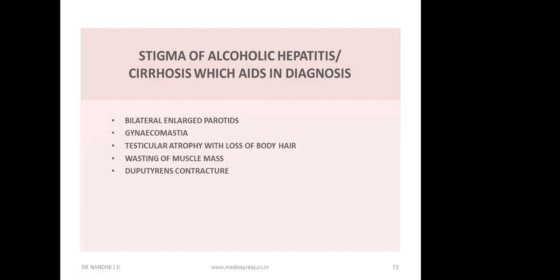Now coming to the stigmata of alcoholic hepatitis or cirrhosis, which aid in diagnosis. What are the important features which will tell you the hepatitis is due to alcohol? One is bilateral enlarged parotid glands. Then you can see gynecomastia, testicular atrophy with loss of body hair, wasting of muscle mass, and Dupuytren's contracture. Okay, these are the important features in alcoholic hepatitis.